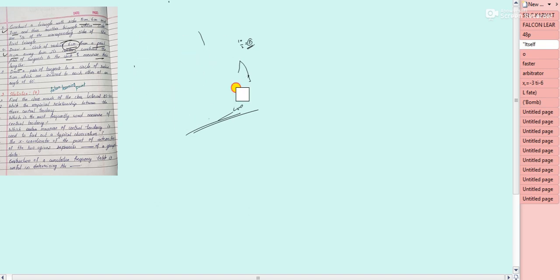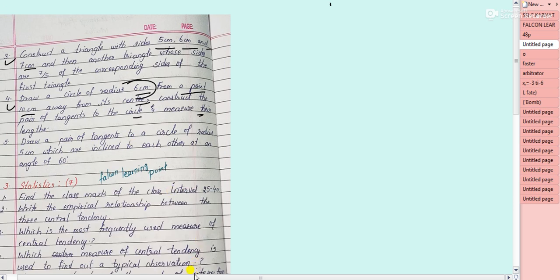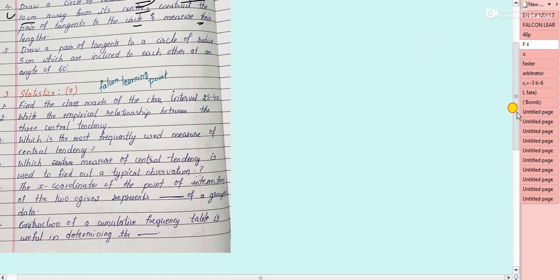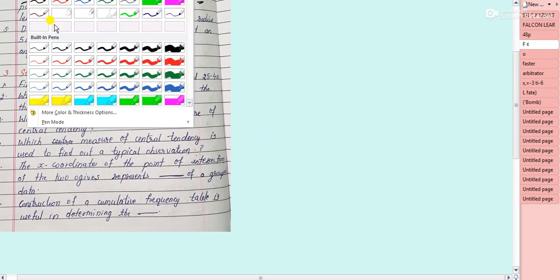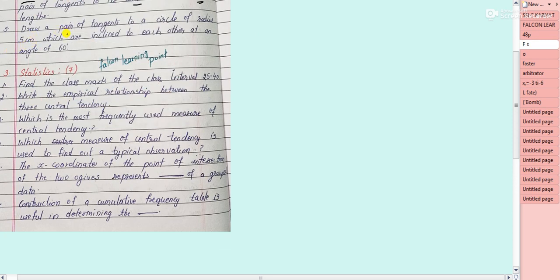Moving to the last question. Okay, this is also an important one. They may give it for 2 marks, sometimes for 3 marks. Draw a pair of tangents to a circle of radius 5 which are inclined to each other at an angle 60 degree. So here inclined means the tangents are inclined. So if I draw a circle and this is the tangent, the angle between the tangents, they have given it is 60 degree.